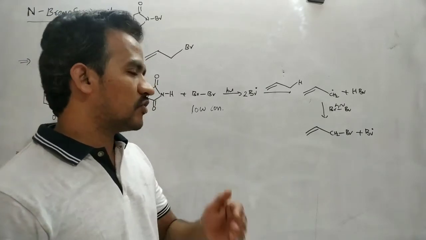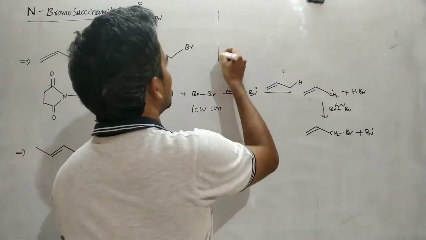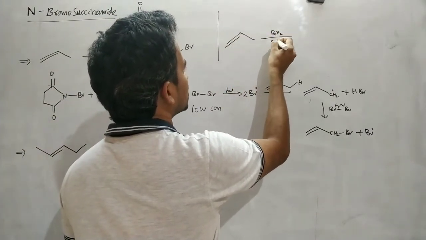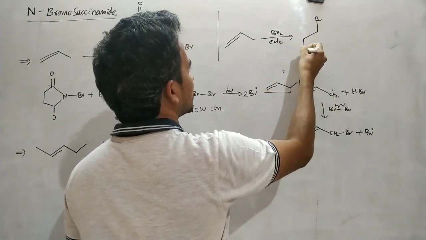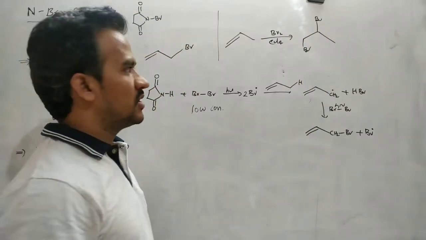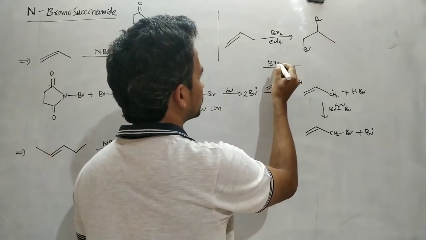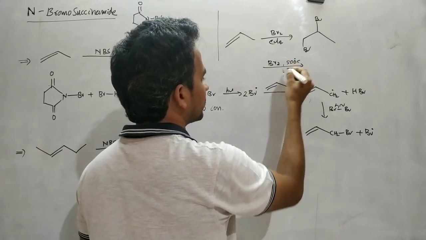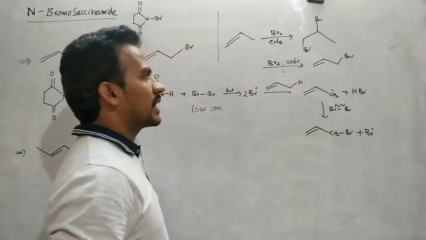Why are we talking about addition here? Because propene on reaction with bromine in CCl4 undergoes an addition reaction. Of course, if you use Br2 at low concentration at nearly 500 degrees centigrade, here also allylic substitution takes place.